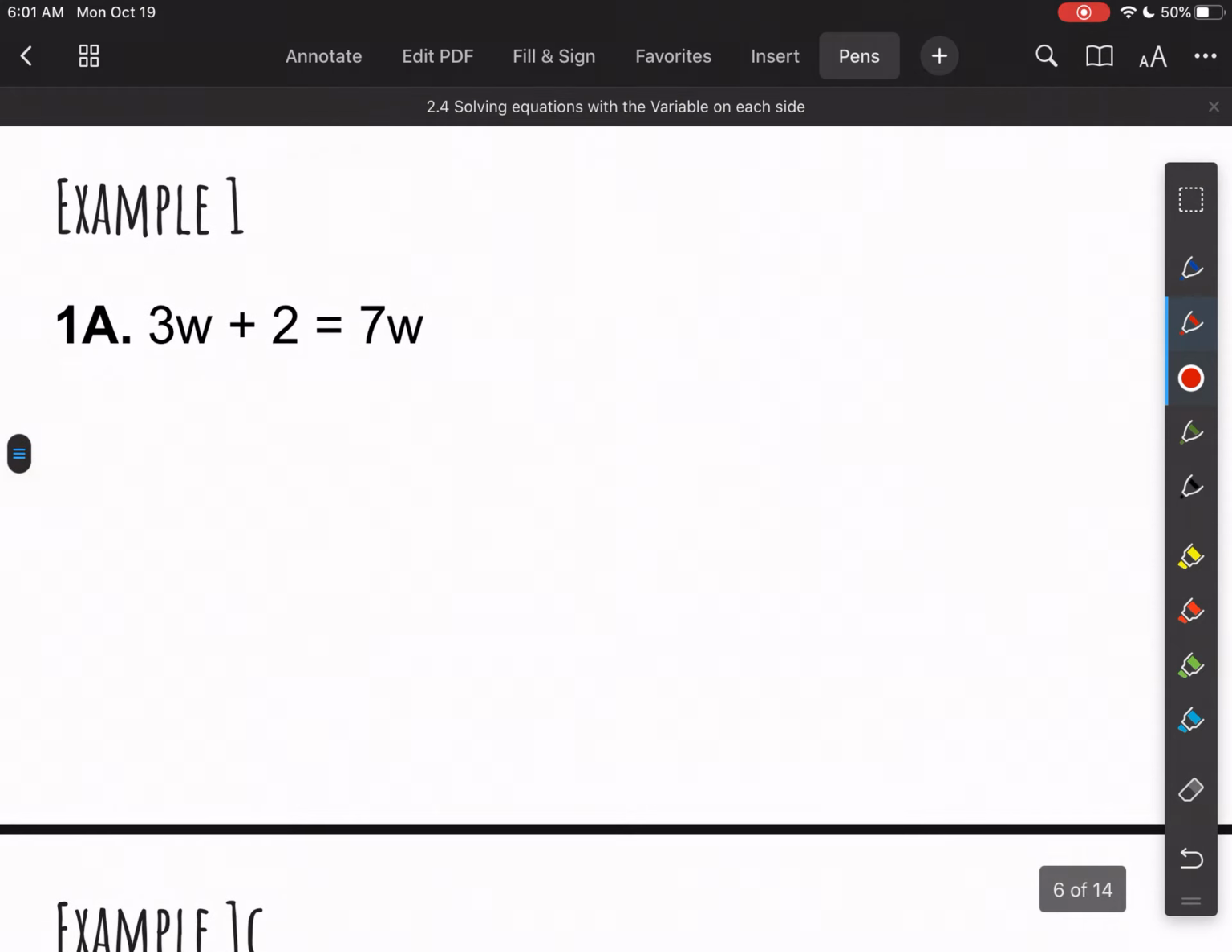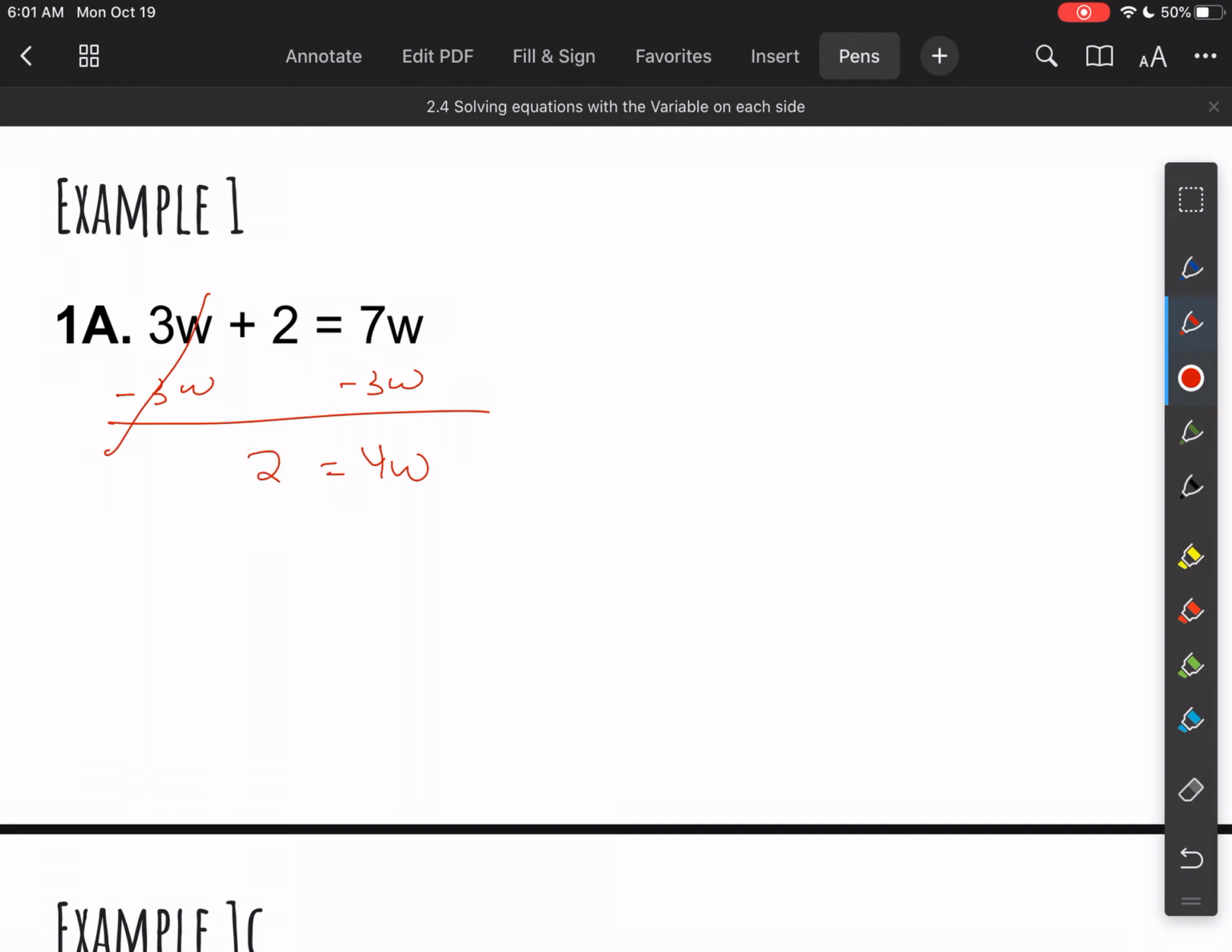All right, so let's kind of jump backwards a little bit and do a little simpler one, and we'll build ourselves back up to that. So here, same deal. Right now, both sides are simplified as best they can. Okay, so what I'm going to do now is I am going to move my variable terms to one side. So to do that, I'm going to subtract 3w from both sides. Okay, when I do that, this goes away. And on this side, I have 4w. And on this side, I only have 2 left.